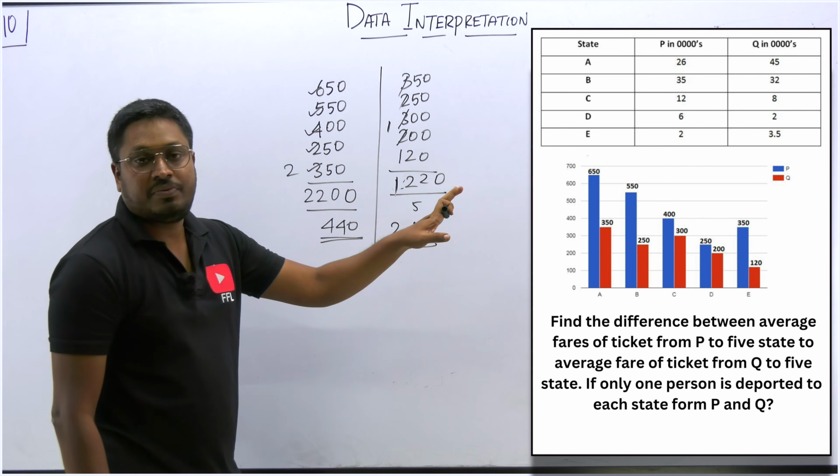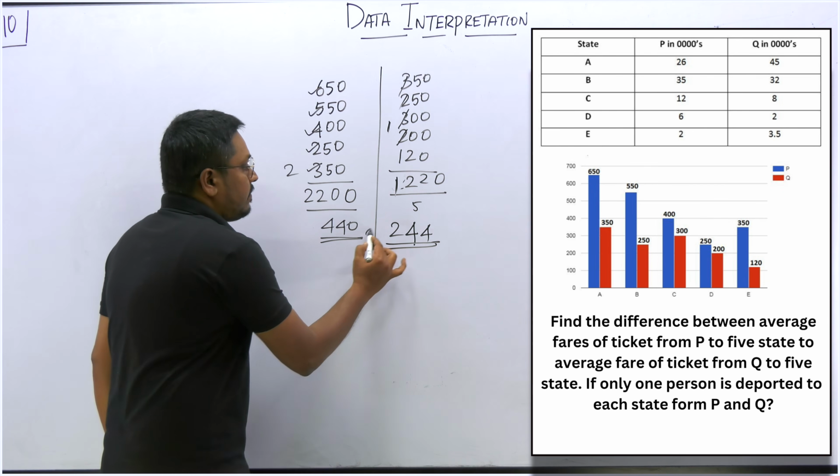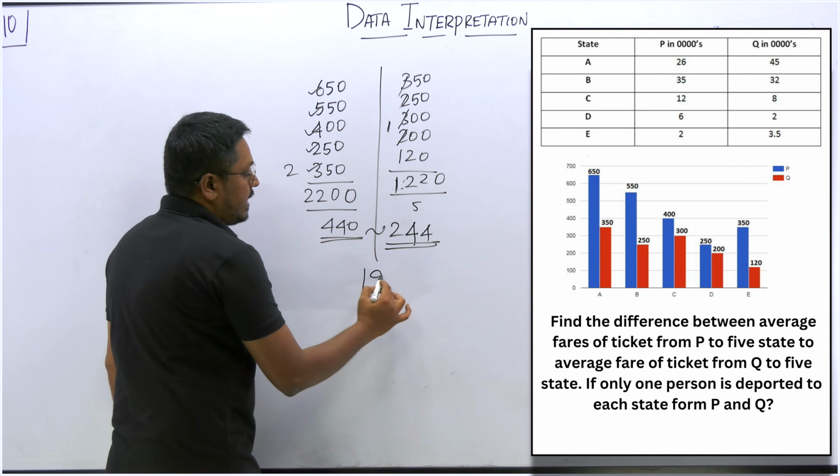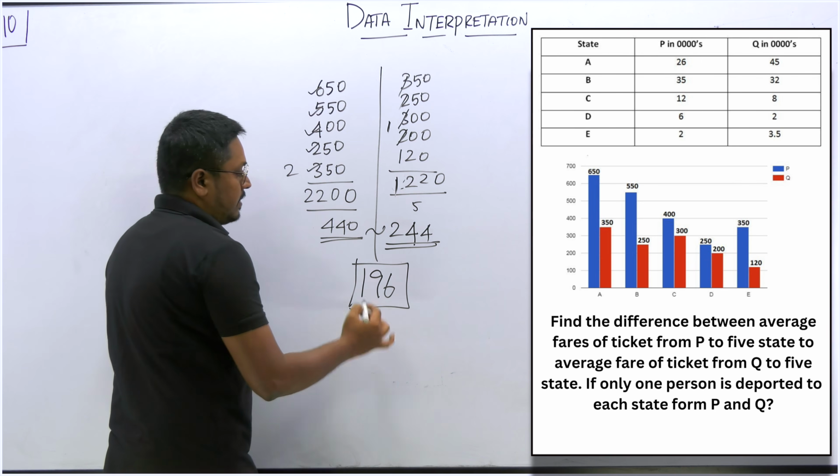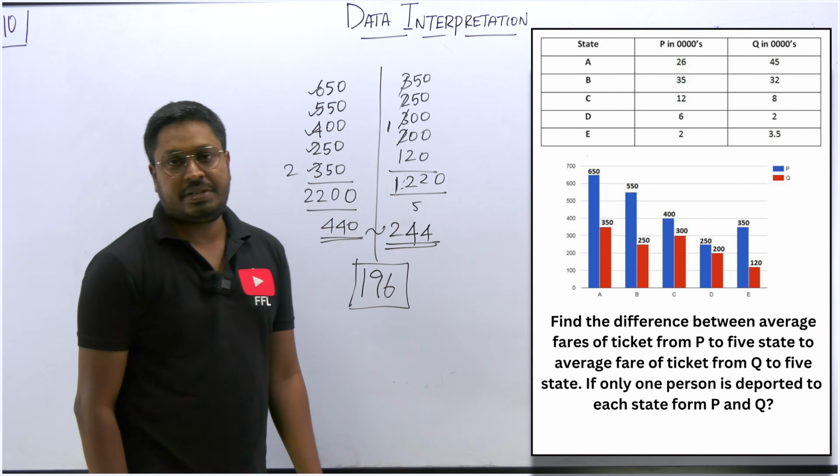So now our target is to find only the difference for the average. So difference for the average will be 196. That's it. So this will be the answer for the last fifth question.